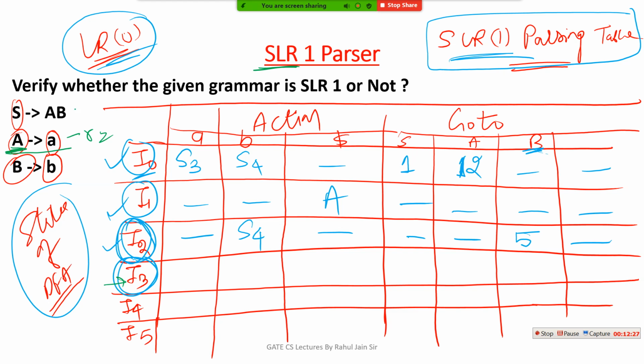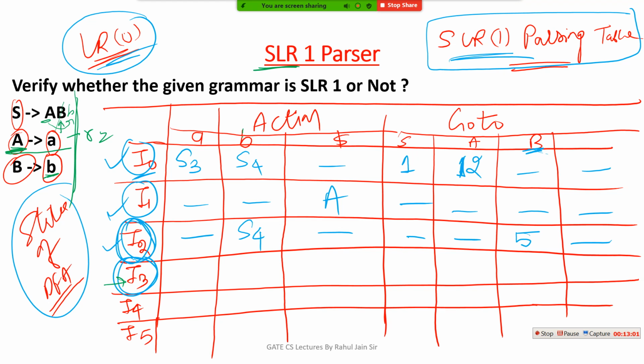What is follow of A? Calculate it. Answer it, guys. What is follow of A? Just comment me the answer. Very easy question. Good. Follow of A will depend on the first of B. What is first of B? First of B is terminal B. So if I replace it with B, follow of A would be B.